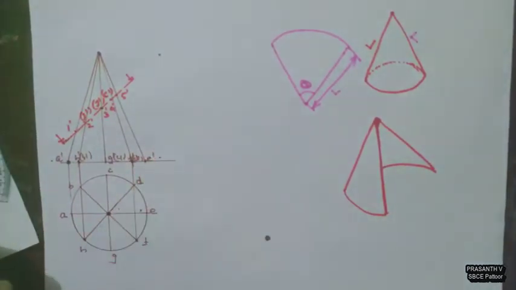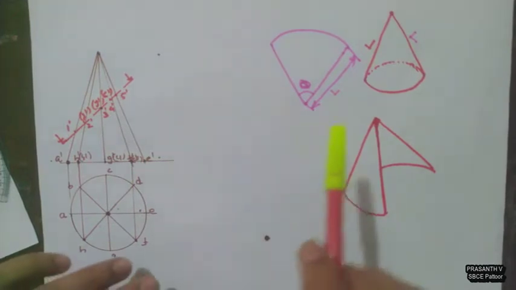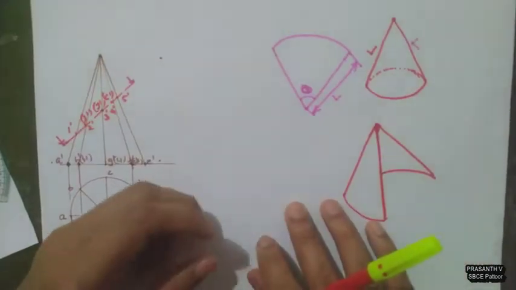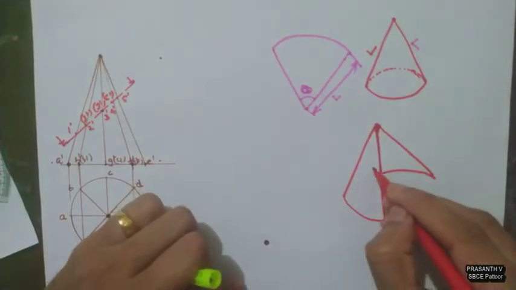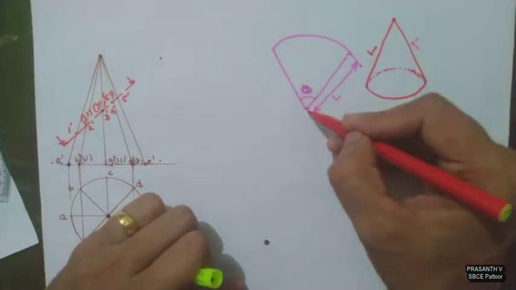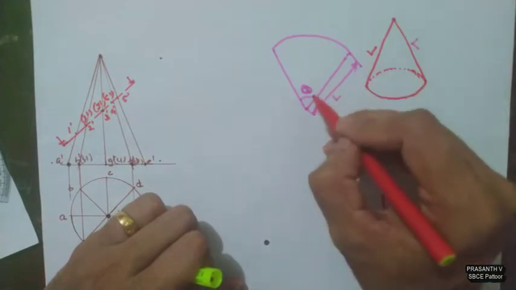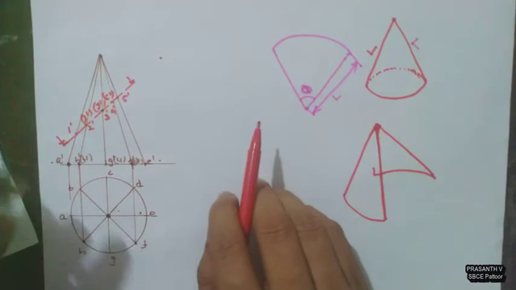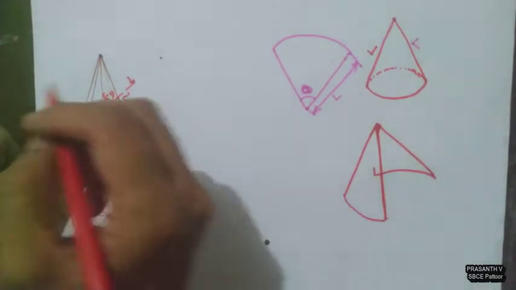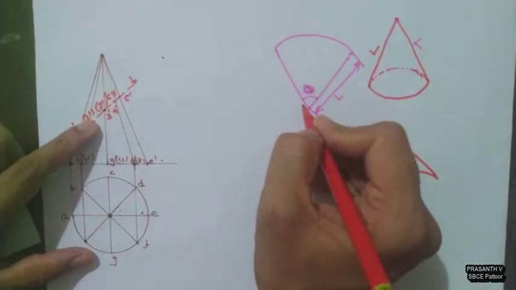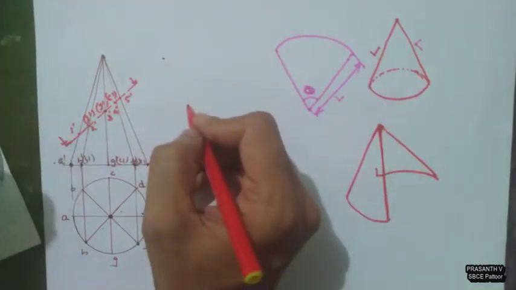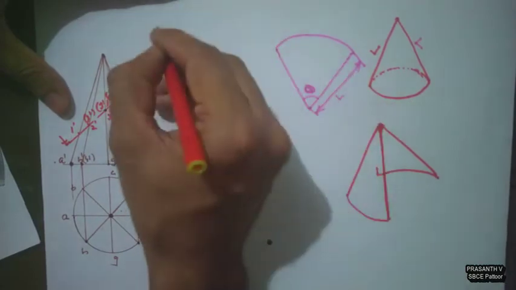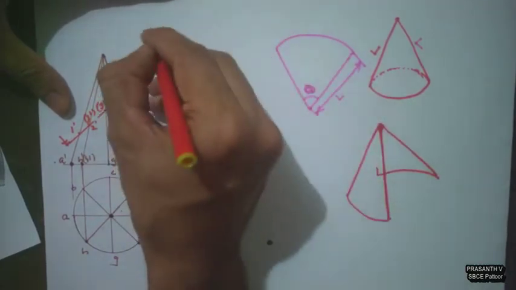Now, as we know, we have to draw the development. As I said earlier, while developing a cone, we will get an arc sector as a development, where L is the arc radius of the sector and theta will be the sector angle. So for drawing the development of the cone, first we have to find out the sector angle theta. Here is the method to find it.